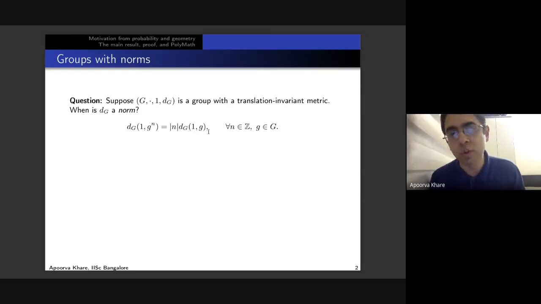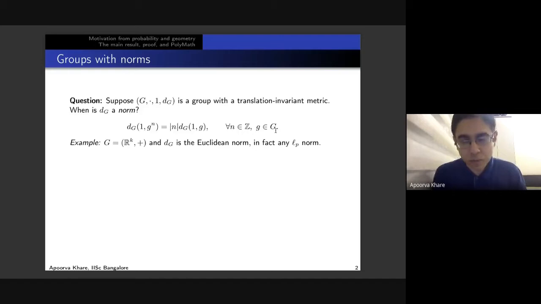For the only n I can take are integers. And so when can I say that a group has a norm defined, which is a translation invariant metric which scales linearly? Okay, here is one example that we all know.